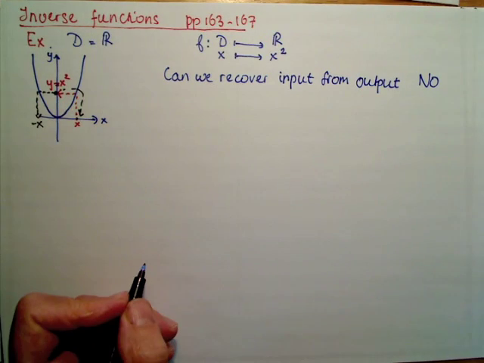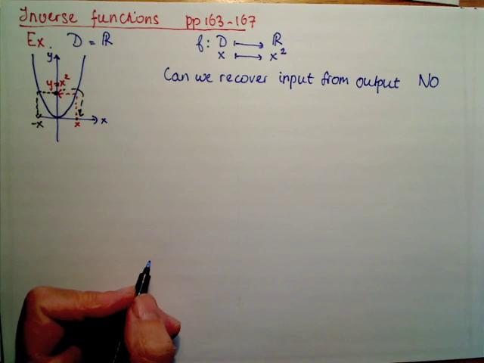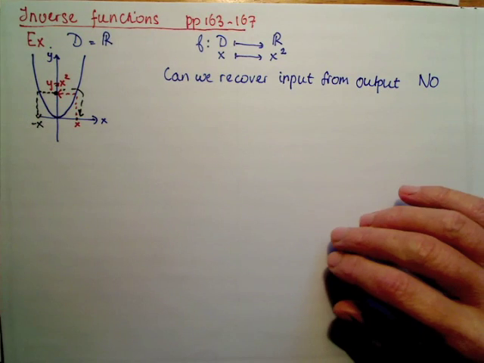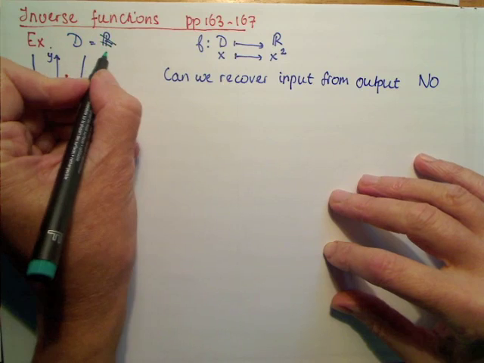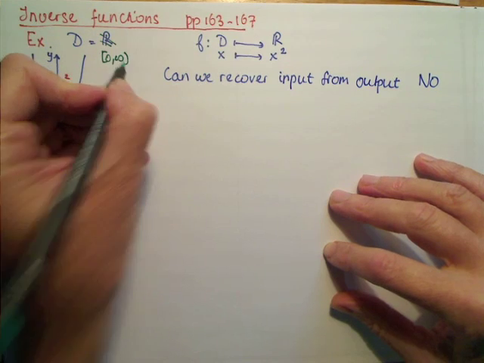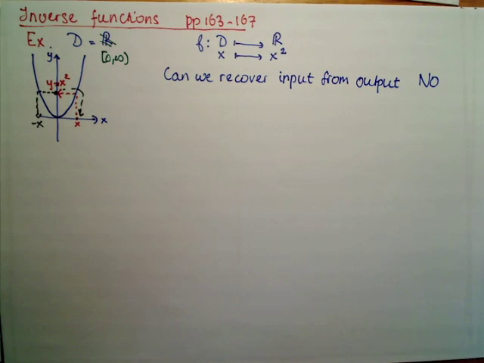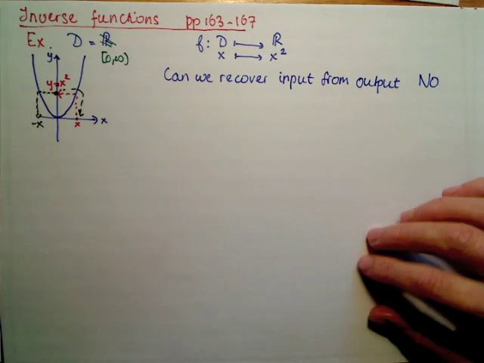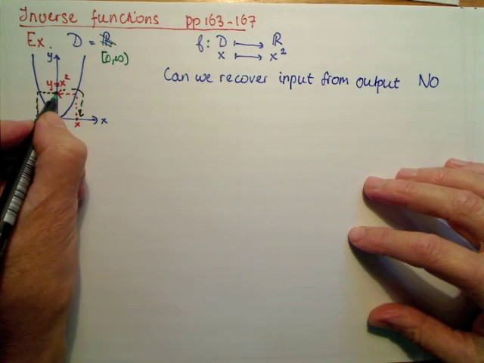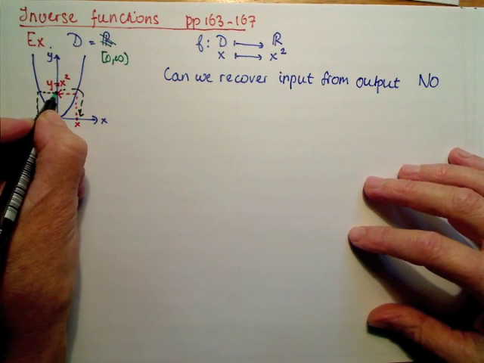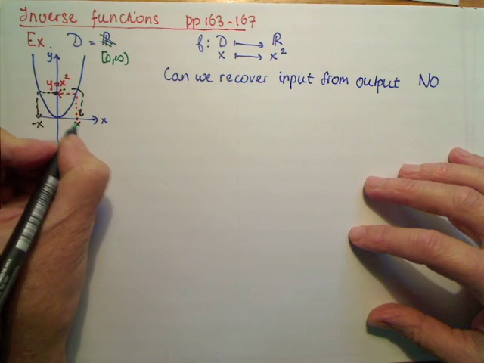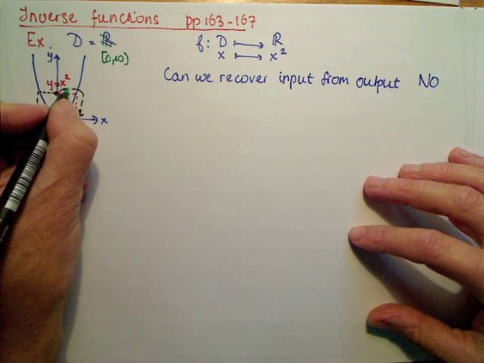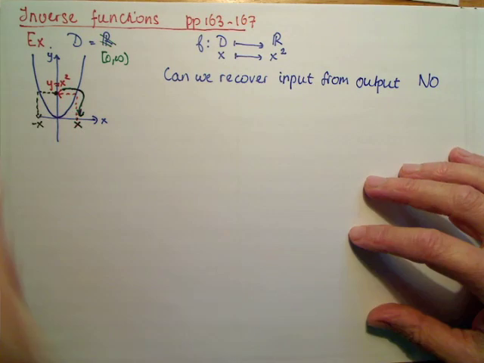However, if we change our set D a little bit, so suppose we make it into the positive reals, suppose that we know that our inputs are non-negative, then clearly we can do it, because then we can recover from this y, we get back one original x. So we can go back, in this case, from y.